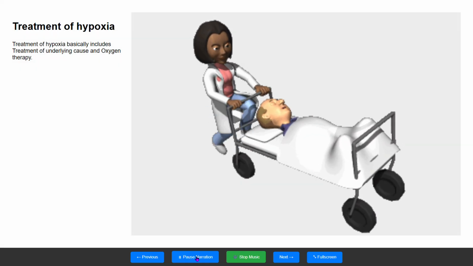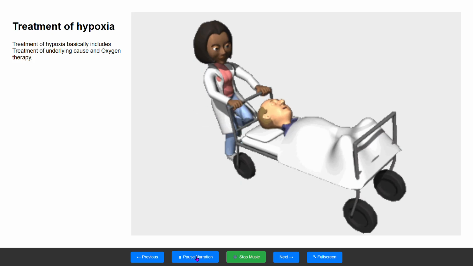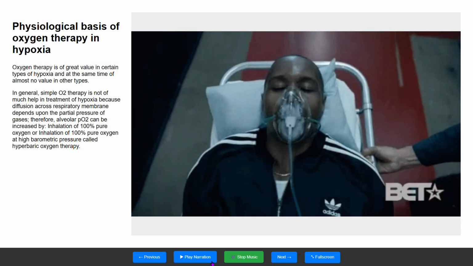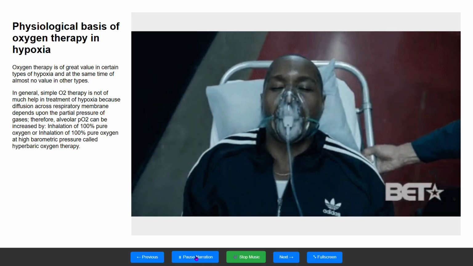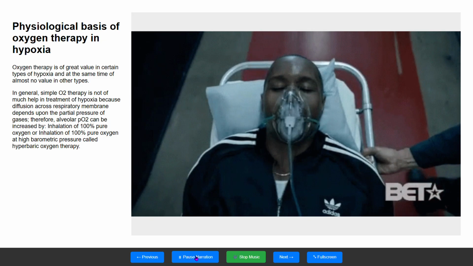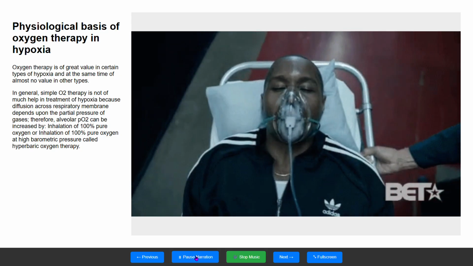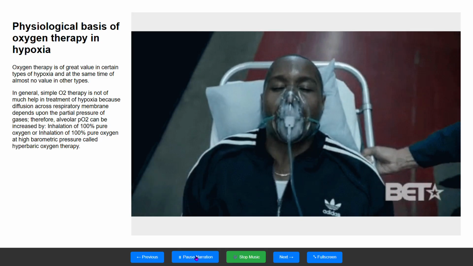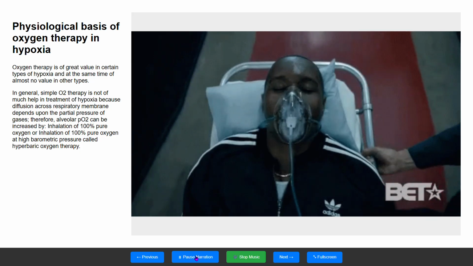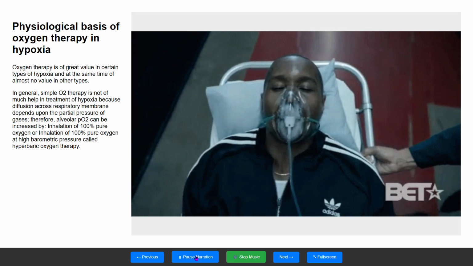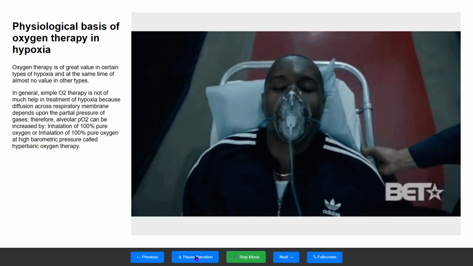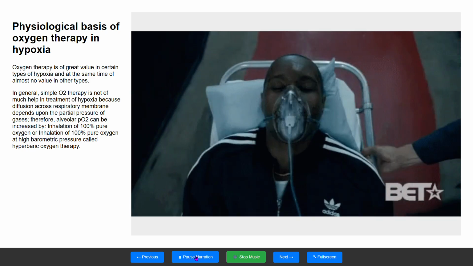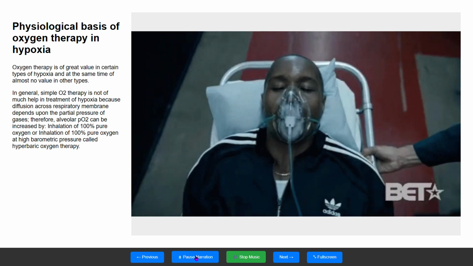Treatment of hypoxia basically includes treatment of the underlying cause and oxygen therapy. Oxygen therapy is of great value in certain types of hypoxia and at the same time of almost no value in other types. In general, simple O2 therapy is not of much help in treatment of hypoxia because diffusion across the respiratory membrane depends upon the partial pressure of gases. Therefore, alveolar PO2 can be increased by inhalation of 100% pure oxygen, or inhalation of 100% pure oxygen at high barometric pressure, called hyperbaric oxygen therapy.